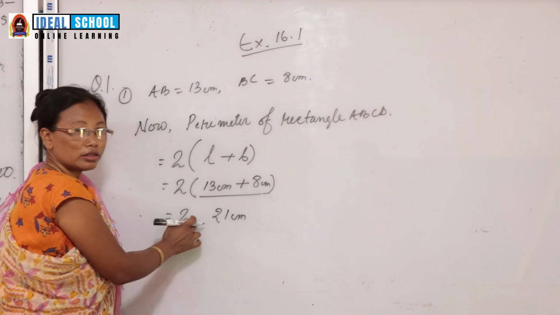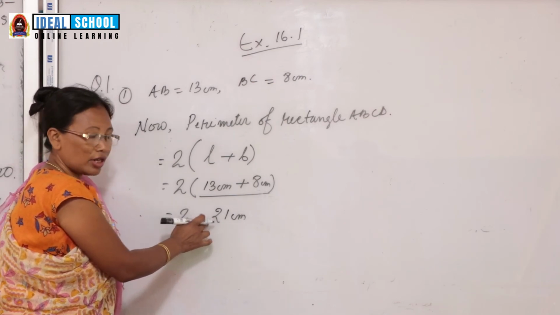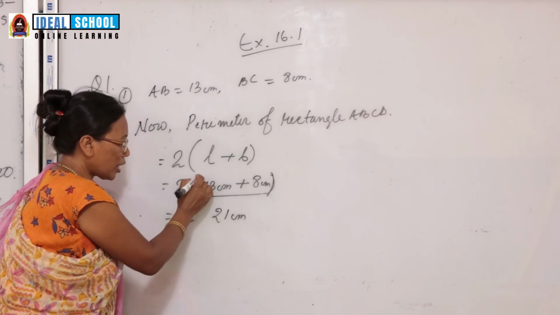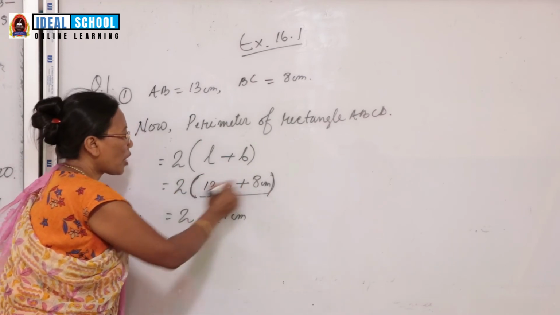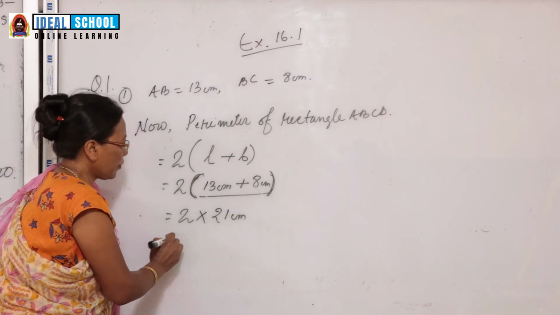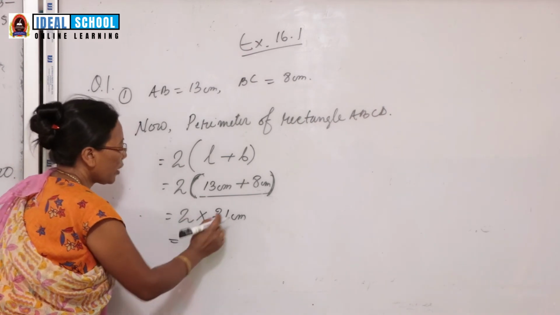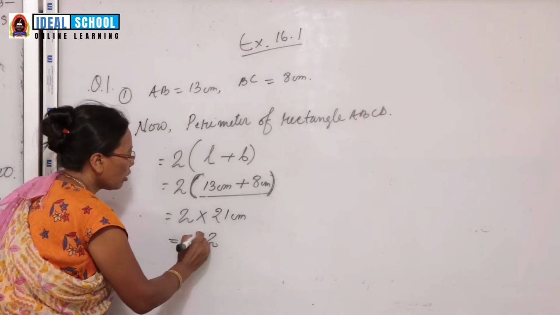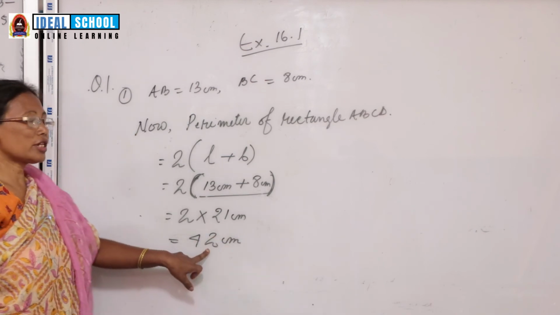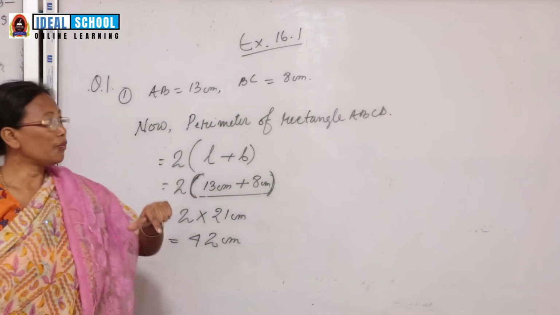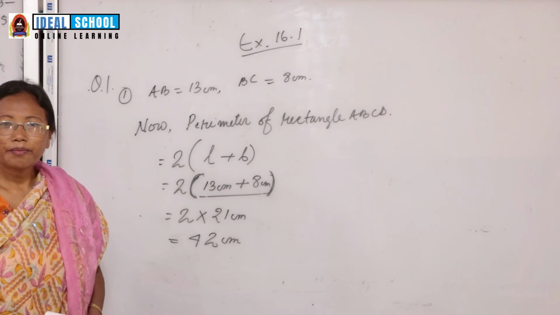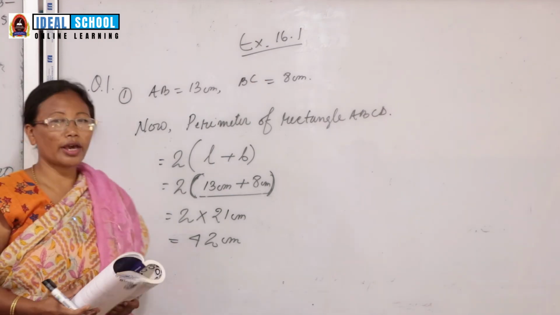But I keep some gap here. Why? Because of this bracket. Between the number and the bracket there is no sign except the bracket, isn't it? That's why the bracket denotes multiplication. Now let's multiply. 2 ones are 2, 2 twos are 4. 42 centimeter is the perimeter of the given rectangle. Can you understand? I hope all of you can understand.